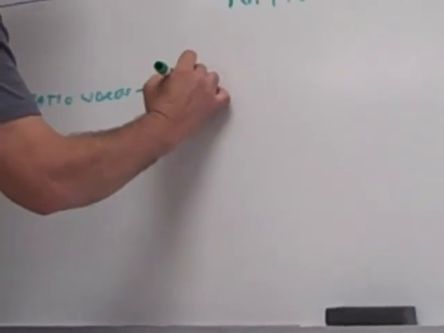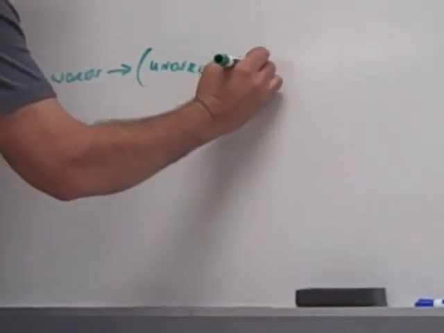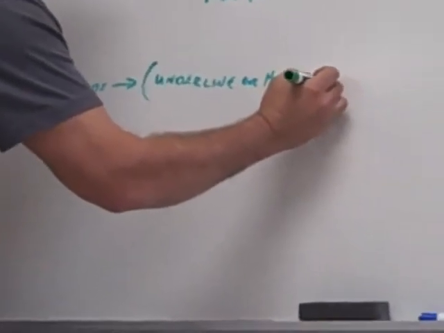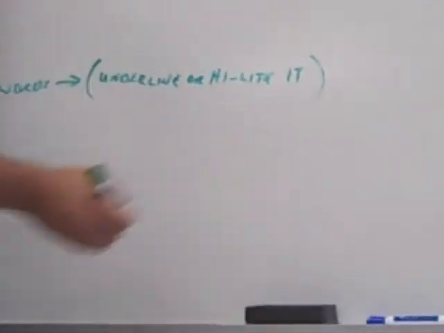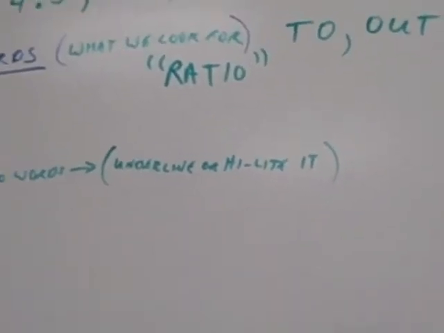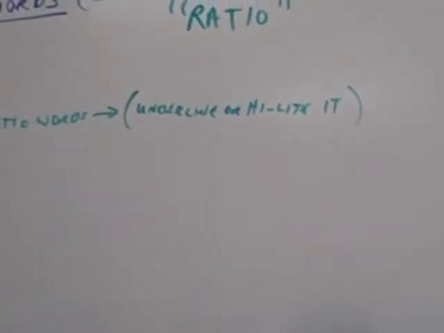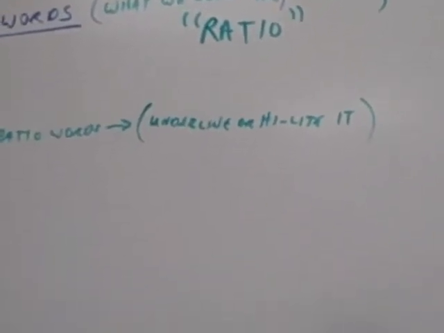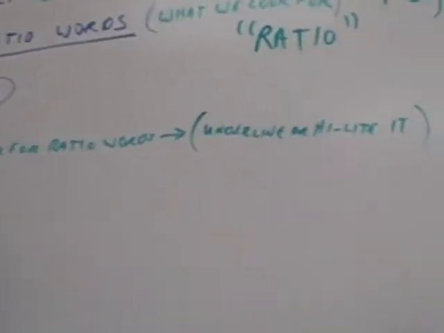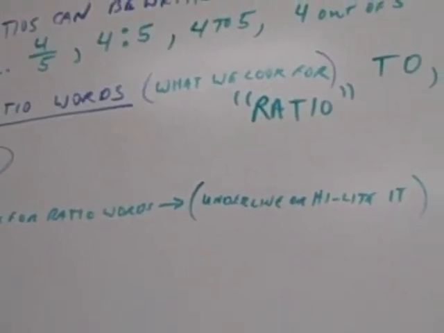Now, I would like for you to get in the habit of underlining on the test. Use your highlighter. Highlight it. Take the time to just go, that's the key word, or circle it, or something. So we look for the ratio words. Highlight it or underline it.